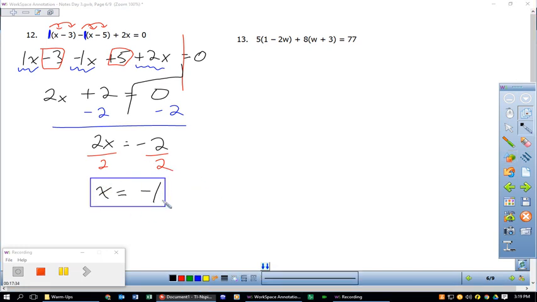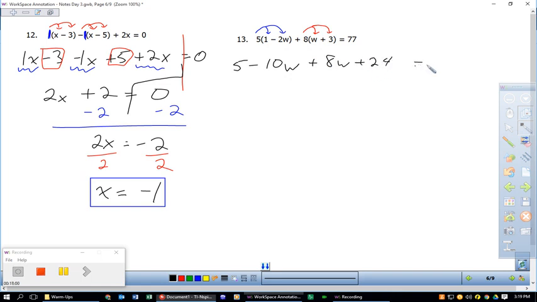Number 13, we will distribute a 5 on this side, only to what's inside the parentheses. And on this side, we're going to distribute an 8, only to what's inside the parentheses. That 5 only affects here, the 8 only affects there. So that's going to be a 5 minus 10w plus 8w plus 24 equals 77.